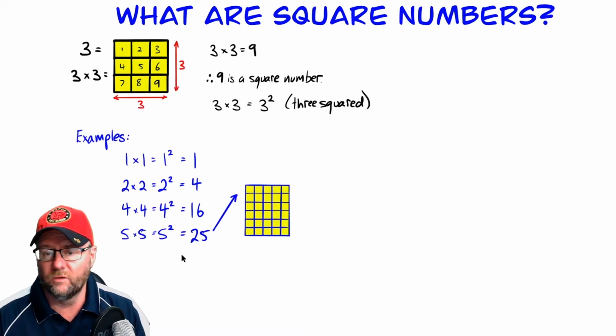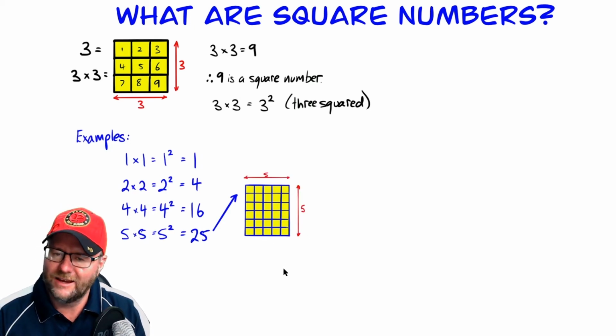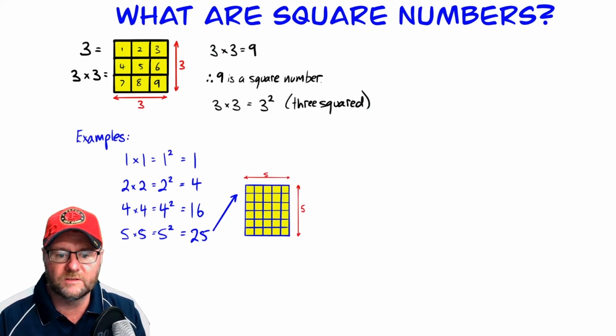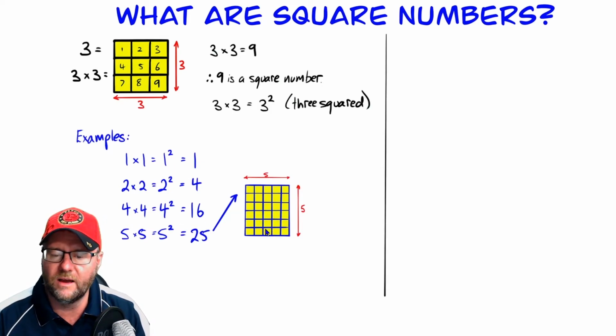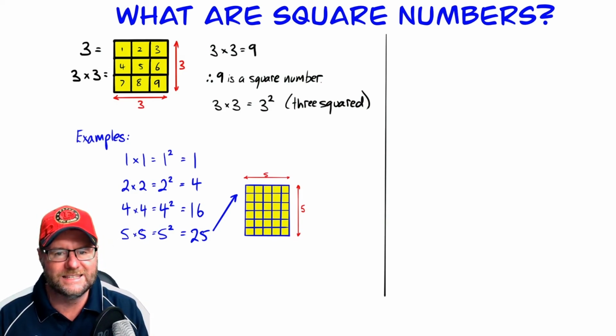Okay, and I could visually check that. If I did my 5 times 5, I could do 5 squares, right, 5 across by 5 up. Okay, and I know that that's going to give me 25 because 5 lots of 5 is 25. So I would say 25 is a square number. I could draw it visually as a square.